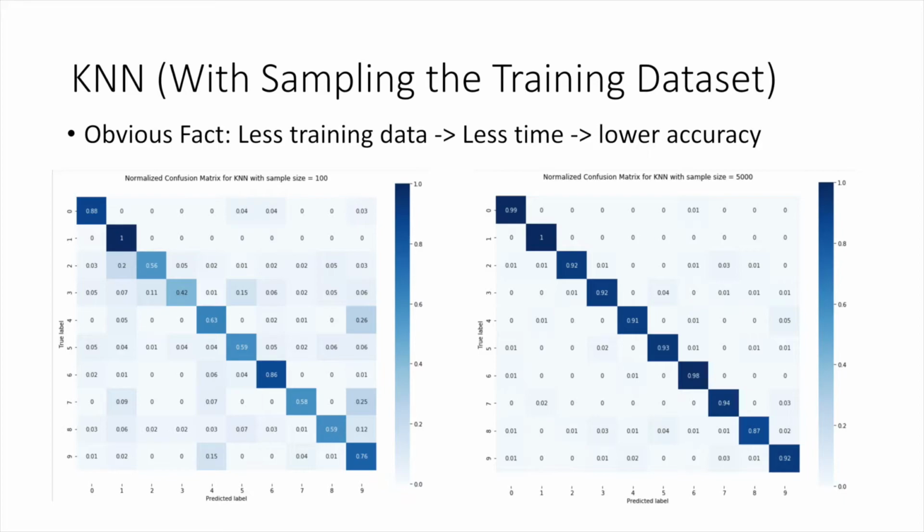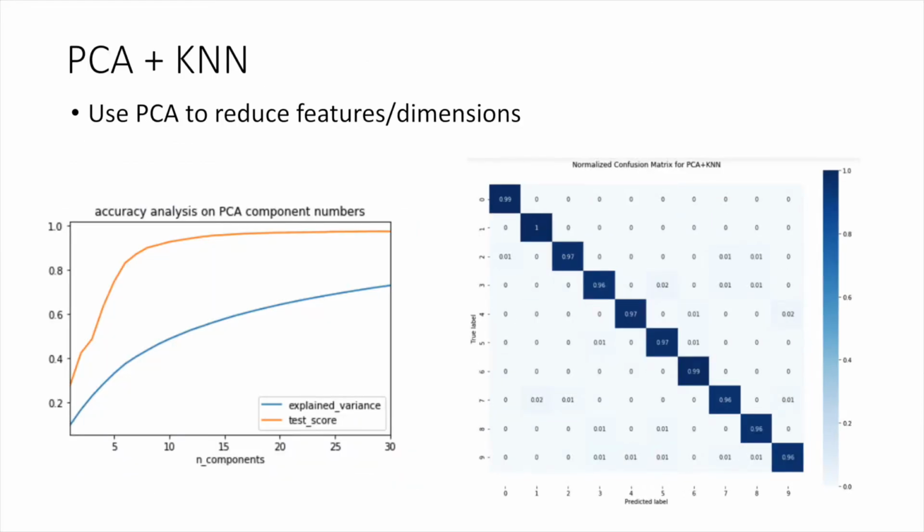So the next thing we have tried is to reduce the number of training data. We have tried sampling the data into sizes of 100, 500, 1,000, and 5,000. It's obvious that less training data costs less time to train and predict, but it outputs a lower accuracy. The following graph shows the normalized confusion matrix for KNN, plotted using the heat map in the Seaborn package. As you can see, even with 5,000 data, it still produces a lower accuracy compared to the standard KNN. So it is not a good choice to reduce the number of data.